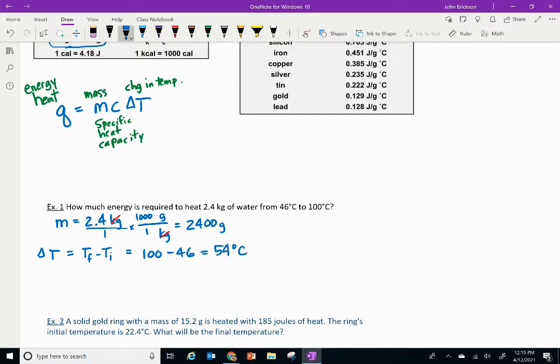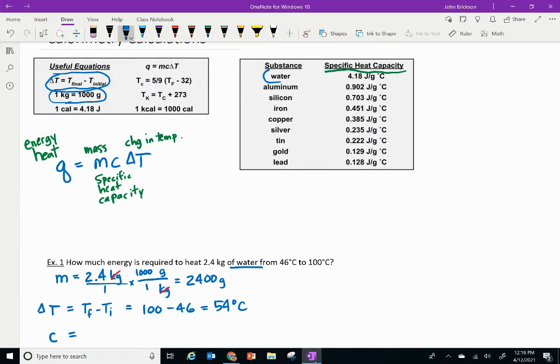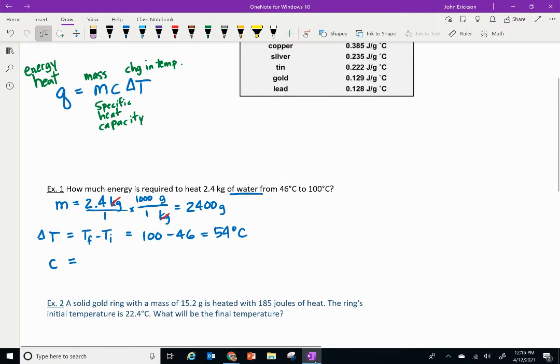The sign is significant with delta T. So a positive sign tells us the temperature is increasing, like in this case. If we had reversed the order of those numbers and done this calculation, we would have gotten minus 54, which tells us a negative value that the temperature is going down. All right, let me write one other number down. Because they told me that this substance is water, I'm going to use this first specific heat capacity, 4.18, in my calculation.